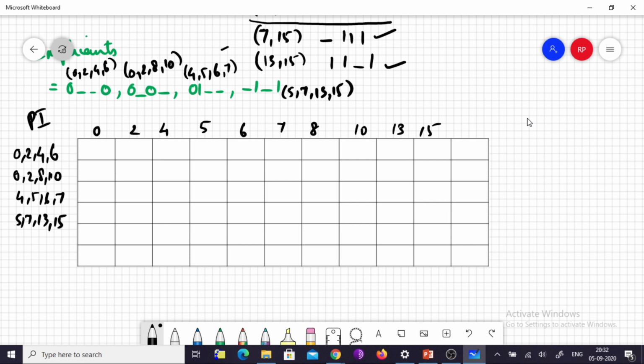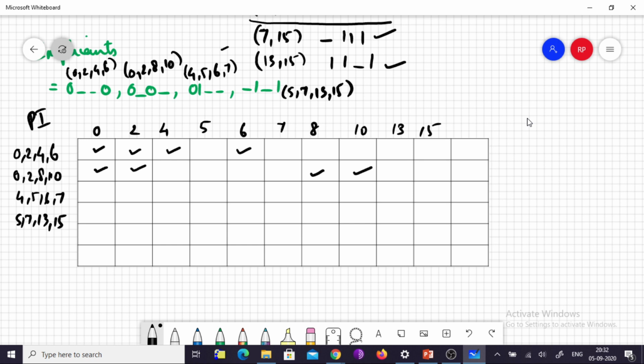Let's mark this. I have 0, 2, 4, 6. So 0 is marked, 2 is marked, 4 is marked, and 6 is marked. Then I have 0, 2, 8, 10 in my second row.